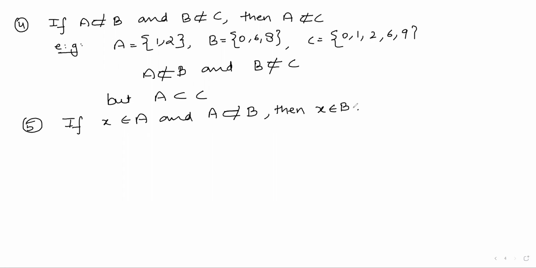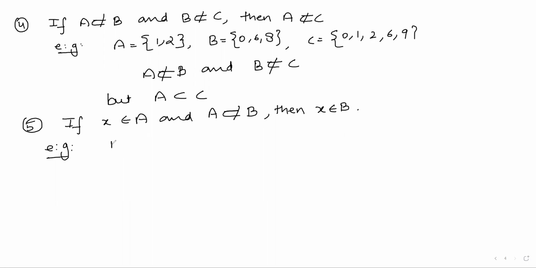So fine, please tell me, is this fifth one true or false? If there is an element which is there in A, but A is not a subset of B, then this value will be present in B. Yes, sir, this is true.